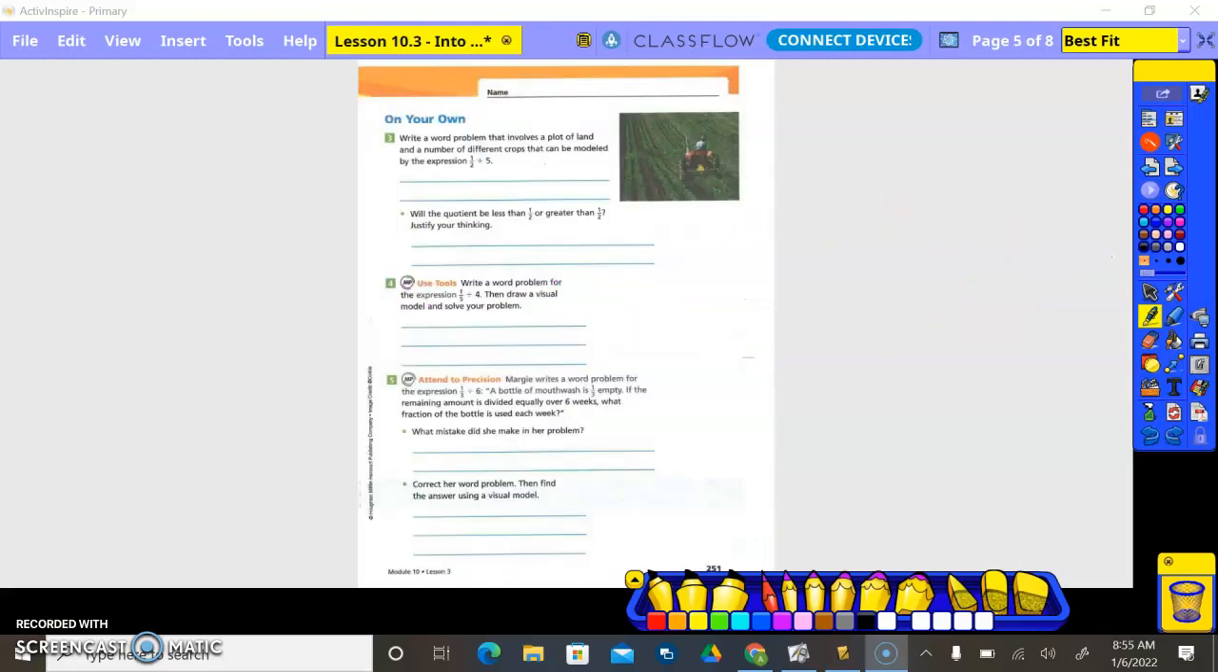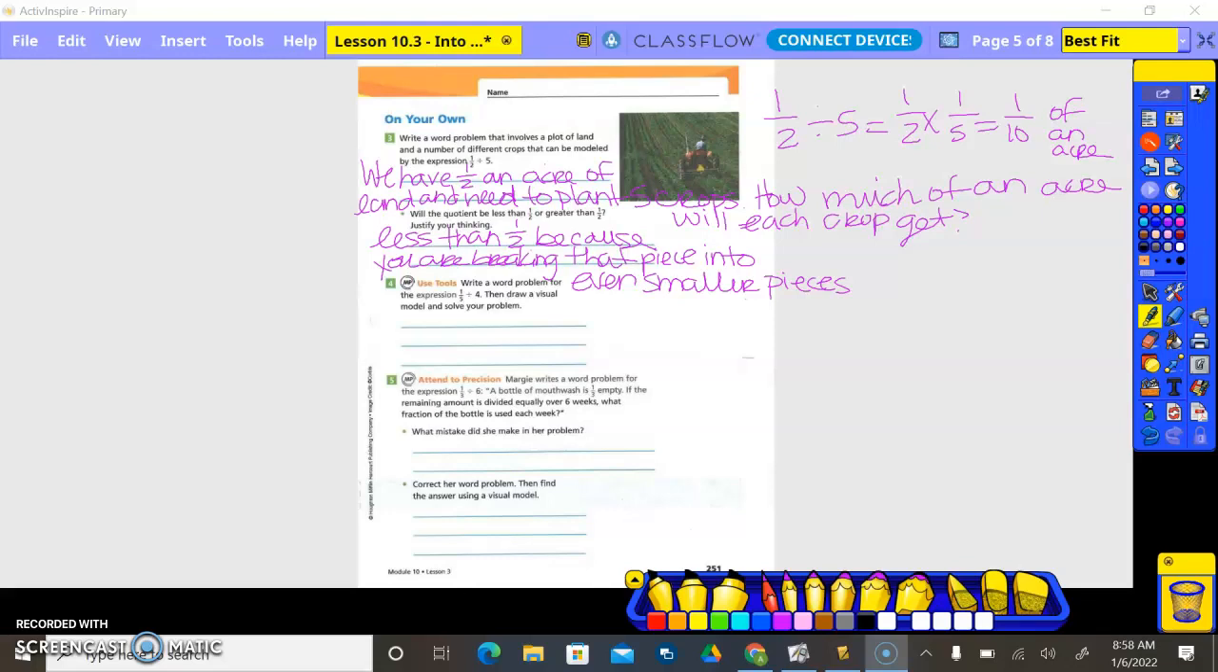Number 3, write a word problem that involves a plot of land and a number of different crops that can be modeled by the expression 1/2 divided by 5. Okay, so we said we have half an acre of land and need to plant 5 crops. How much of an acre will each crop get? So then we worked it out up here. We took 1/2 divided by 5, which then is 1/2 times 1/5, and that got us 1/10 of an acre for each crop. Okay? Then will the question be less than 1/2 or greater than 1/2? Justify your thinking. We said it would be less than 1/2 because you're breaking that piece into even smaller pieces. So it would be littler.